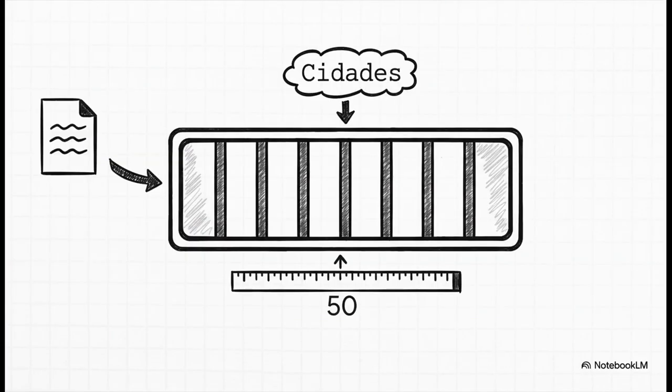This little piece of code shows that perfectly. We're saying we want an array that holds text, which in a lot of languages is called a string. We're going to name it cidades, which is just Portuguese for cities. And finally, we're telling the system, set aside exactly 50 empty slots for me. Just like that, it's ready to go.